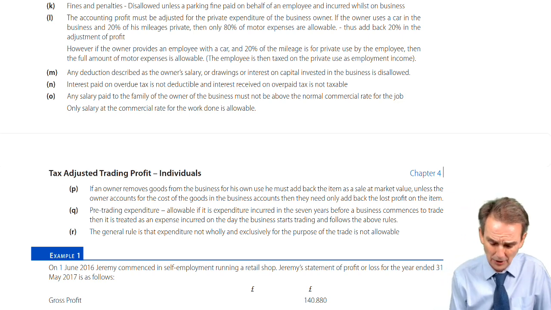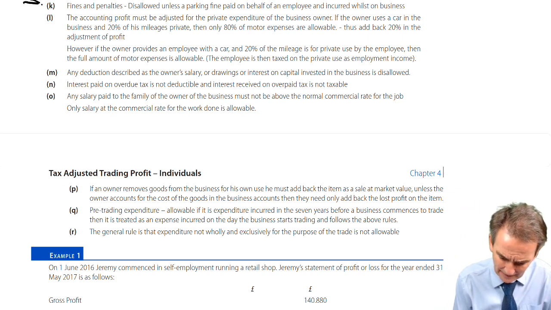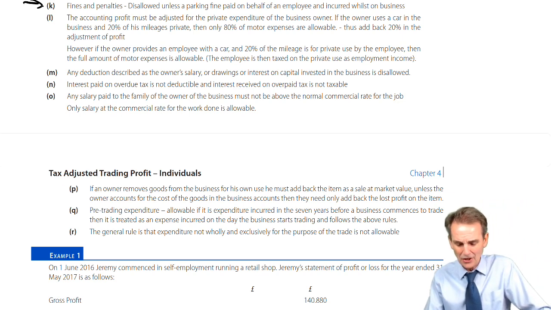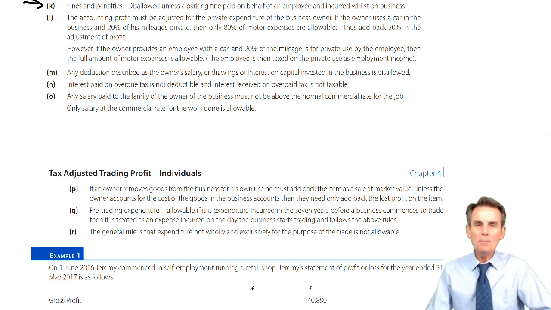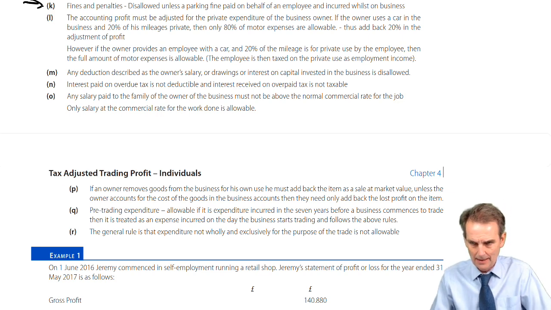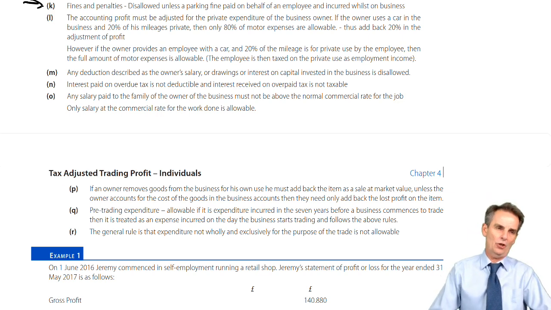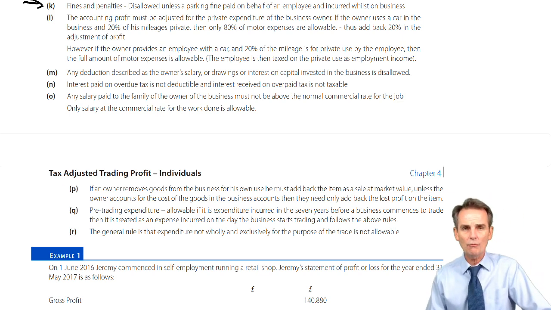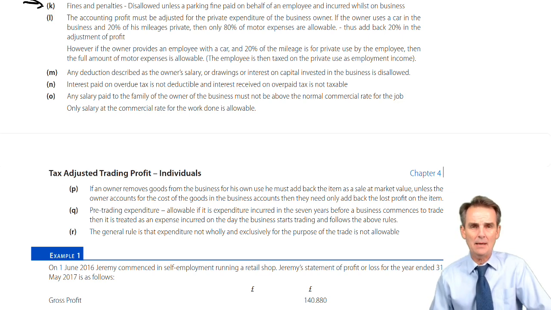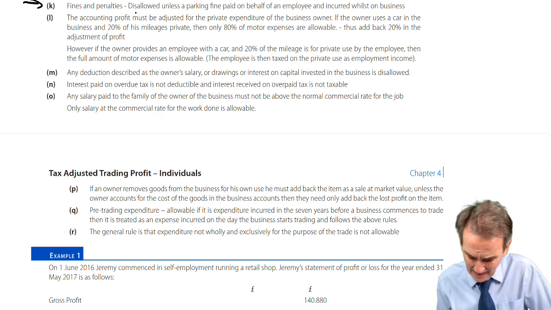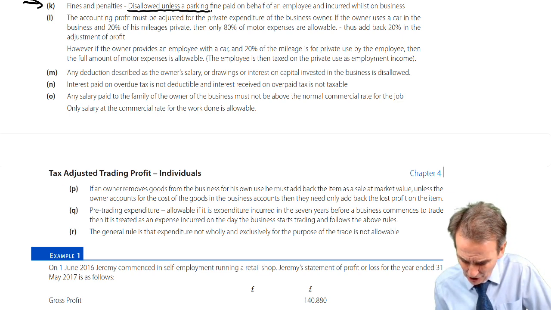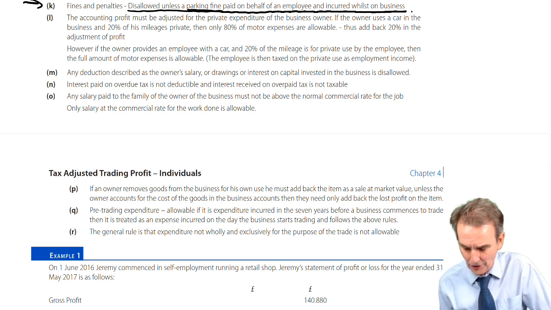Now we've worked through as far as this one here, identified as K, fines and penalties. Now clearly if the business breaks the law, then you are not going to have any fine that is charged, any penalty that is charged, as an allowable expense. So the basic rule of thumb here is that we'll disallow any fines and penalties. But there is one concession here from HMRC. Although we said they will be disallowed, the concession is for a parking fine paid on behalf of an employee and incurred whilst on business.